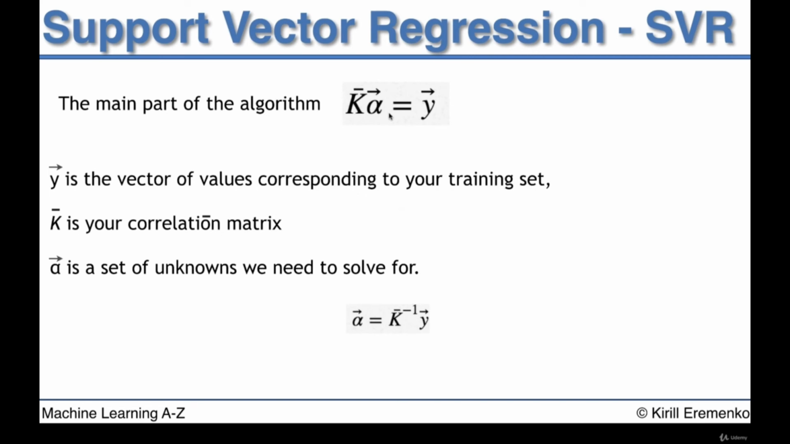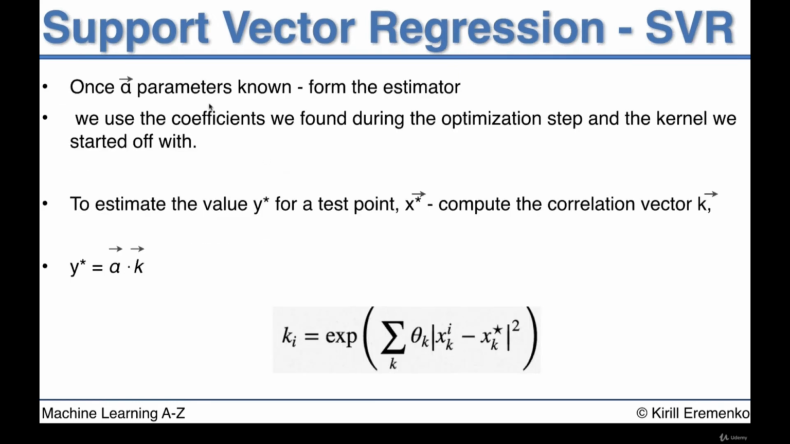Then we have the main part of the algorithm. The y vector of values corresponding to your training set, the correlation matrix, and then the unknown, or set of unknowns, we need to solve for. In order to solve it, we have a pretty simple process, which is inverting the matrix here and applying it to the vector y, which you have right in this example. Once the alpha vector of parameters is known, you can form the estimator.